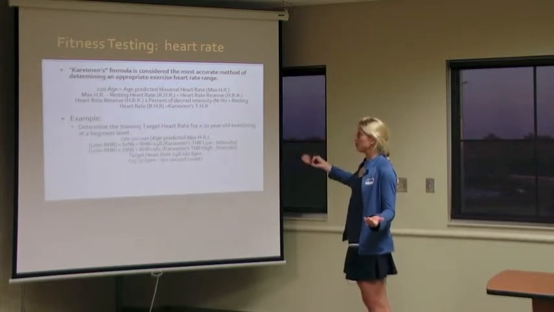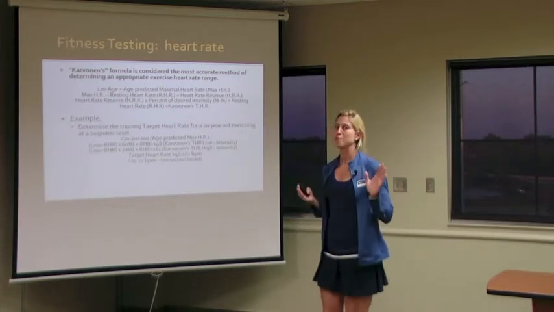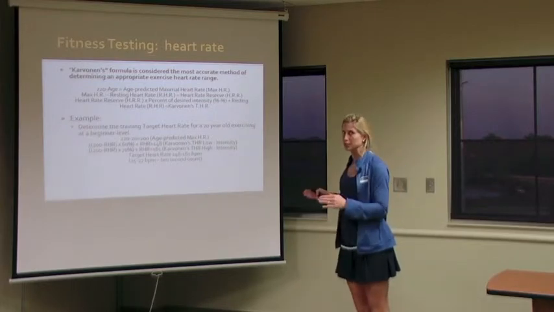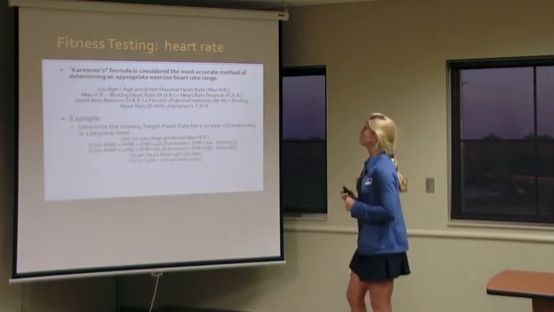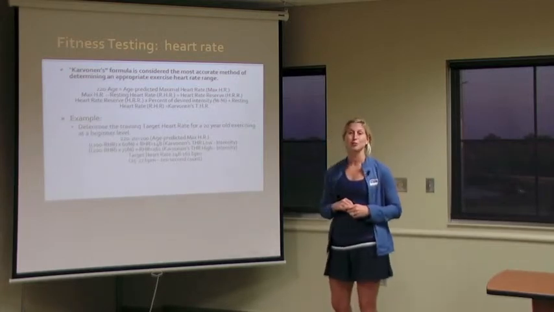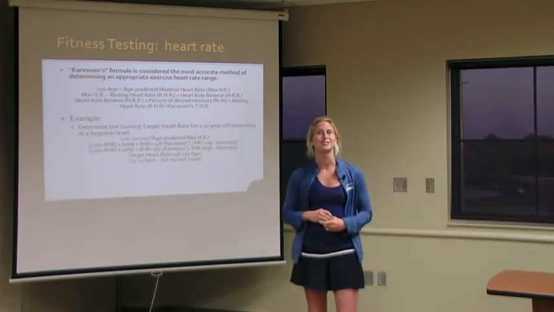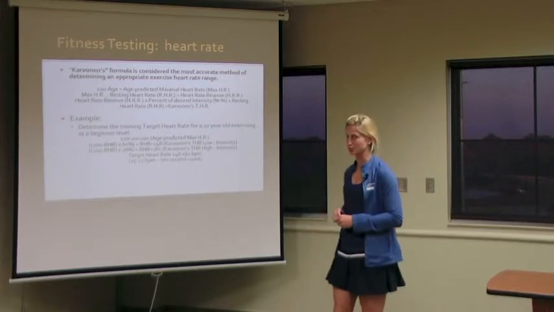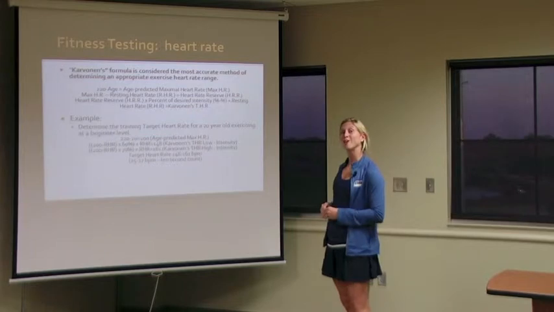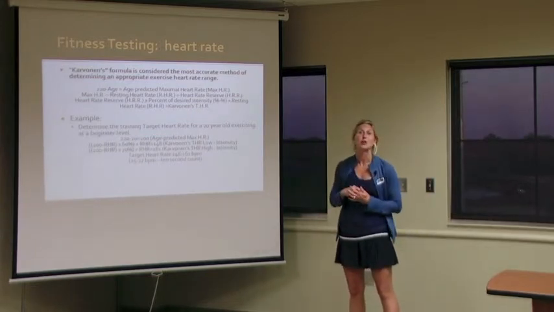So in this example, 220 minus the age, just like we did before with max heart rate to find the target heart rate range, we're still going to find that same age-predicted max heart rate, but we're going to subtract the resting heart rate from it. That we're going to call the heart rate reserve. The heart rate reserve then is multiplied by the desired intensity percentage. Then that number has the resting heart rate added back in, and that is the target heart rate using Karvonen's formula.